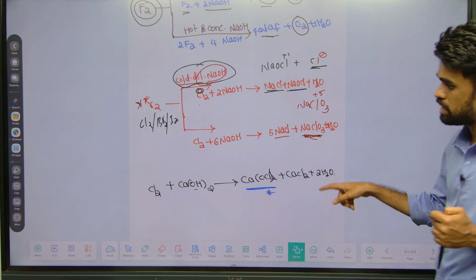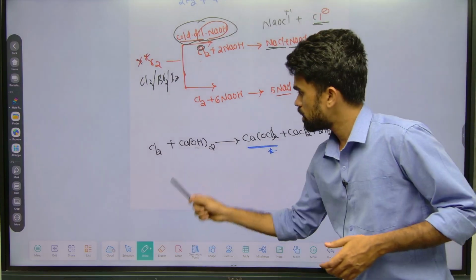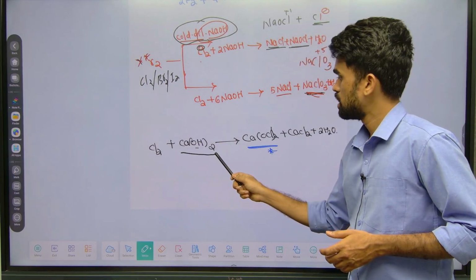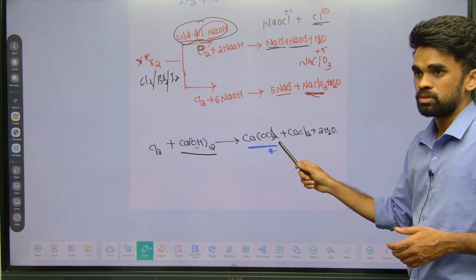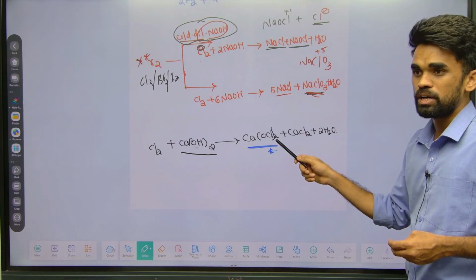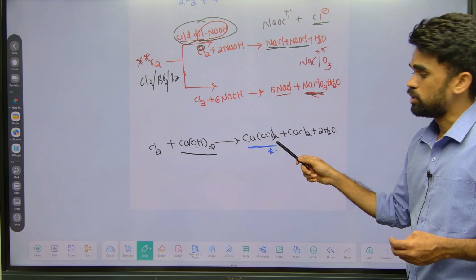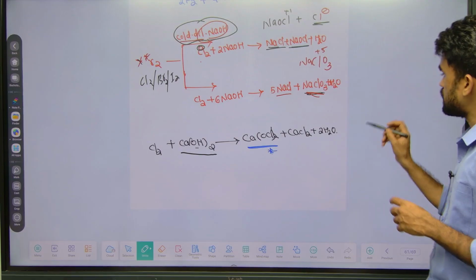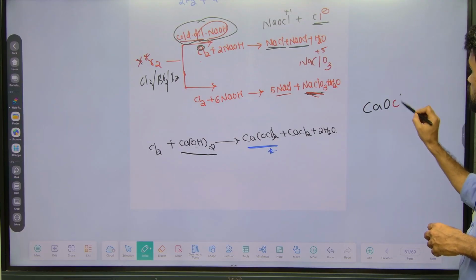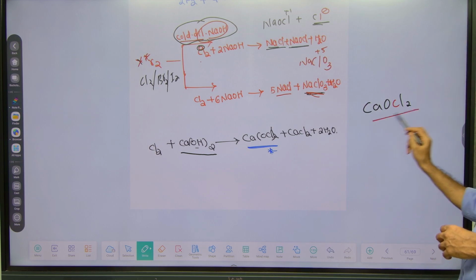Next one, if you see this, chlorine with calcium hydroxide forms CaOCl2. So what is the name of this compound I told you? If you remember, I told you about bleaching powder. So what is that? CaOCl2. Okay, this is like this, CaOCl2.